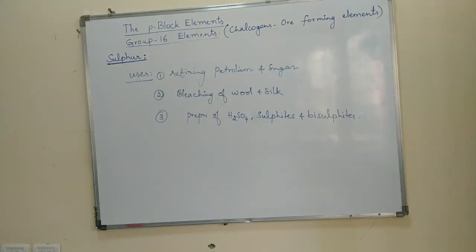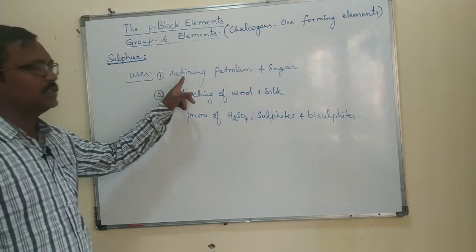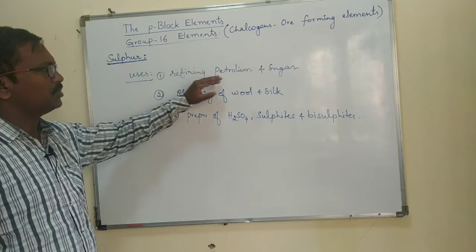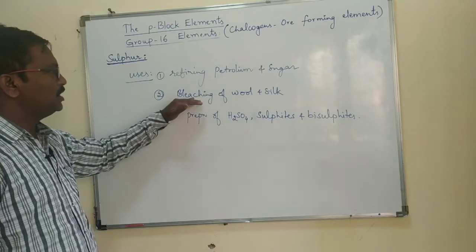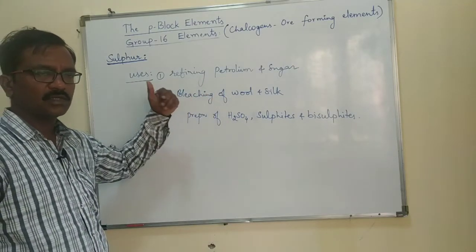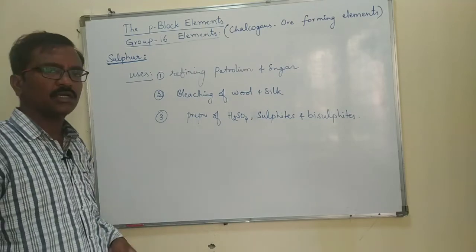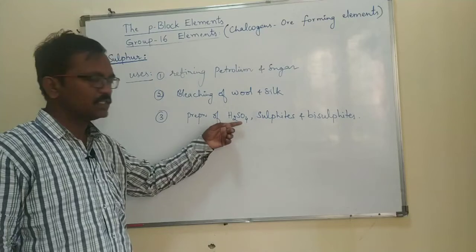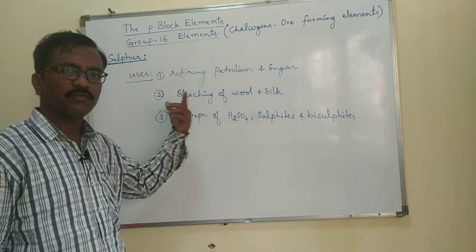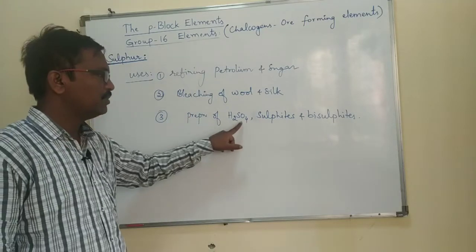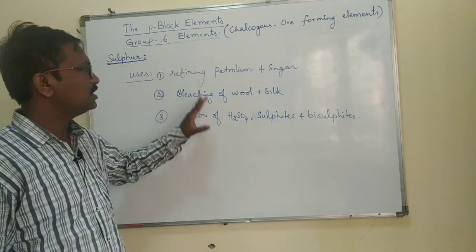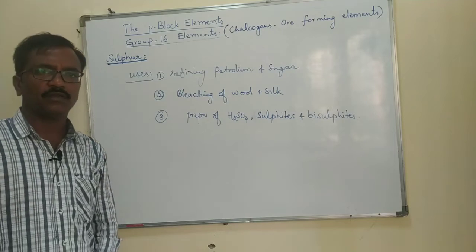Next one, uses. Sulfur dioxide is used in refining petroleum, in some purification processes for petroleum and sugar, bleaching of wool and silk, and removal of some colors and impurities. In the preparation of sulfuric acid, sulfur dioxide plays a key role. Also in the preparation of sulfides and bisulfides. So these are the uses of sulfur dioxide.